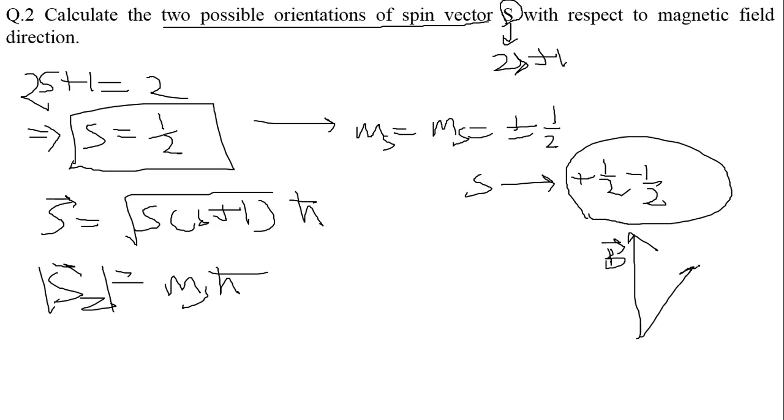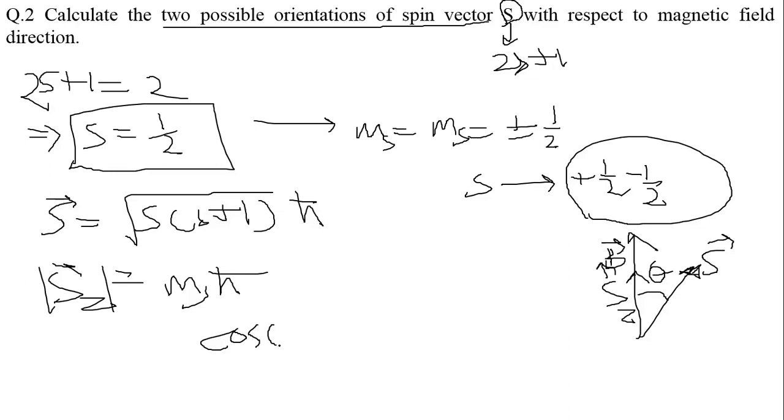is at some angle theta, the S vector. So in this case, what will be the angle between the z component? Because since S is directed in this direction, the S_z component will be directed along the magnetic field. So the angle between the spin vector and the z component, if theta is the angle between spin and S_z, then what will we get?